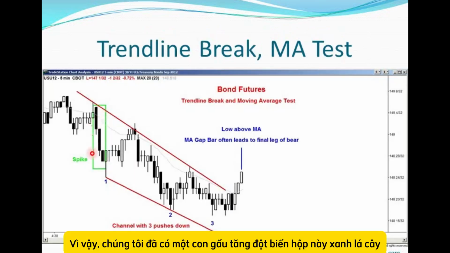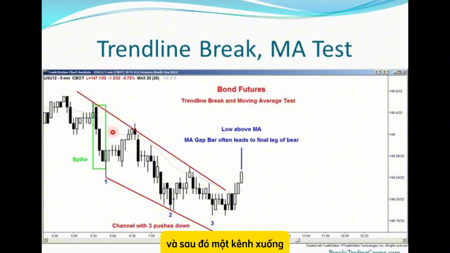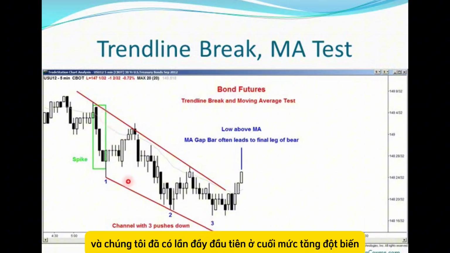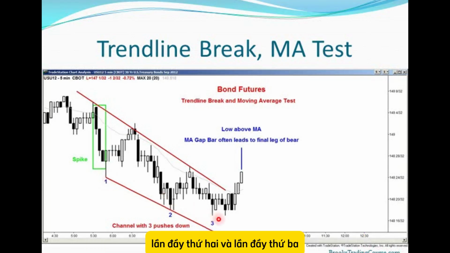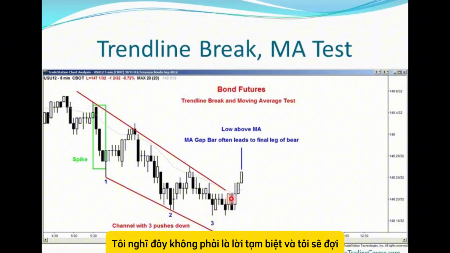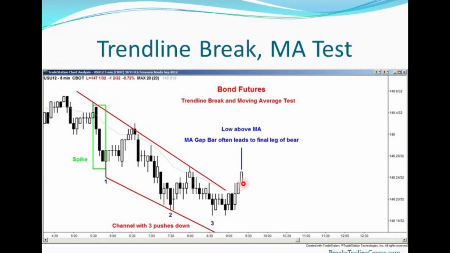So we had a bear spike, this green box, and then a channel down, and we had the first push at the bottom of the spike, a second push, and a third push. It does not matter that the third push is trying to turn up from the bottom of the channel without actually touching the channel. Sometimes that happens. To me, I think this is not a good buy, and I would wait. However, what is taking place here is buying pressure.